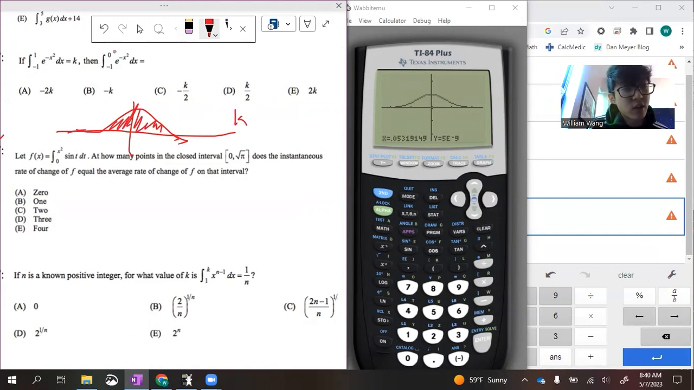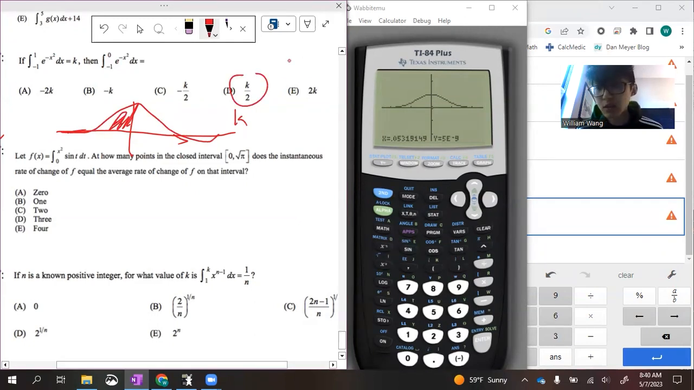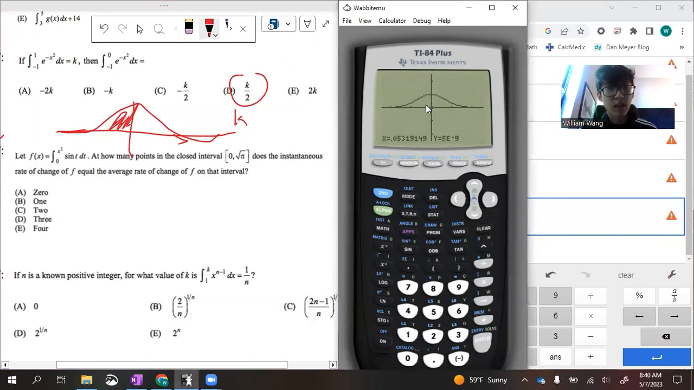Well, what's my integral from -1 to just 0? Well, that means I stop right halfway. So I stop right there. Well, it's half of k then, so it's just going to be k over 2. That's it. That's how you solve this one. Instead of it being k, I just stop halfway. I would stop right here, basically. So it's just k over 2.